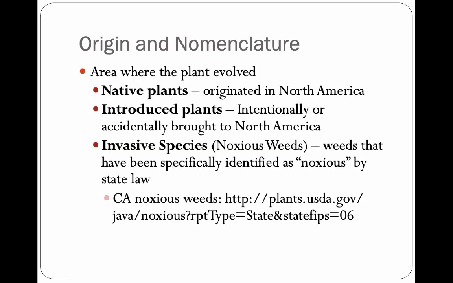So the origin and the nomenclature of the plant are going to be directly related. So we know that native plants are going to be plants that originated in North America. Introduced plants are those plants that were either intentionally or accidentally brought to North America, which are a lot of our annual grasses here in California. And then invasive species, also known as noxious weeds, are going to be plants that have been specifically identified as being noxious by different states and countries. And so if you're interested in looking at the noxious weeds on California's list, you can go to this website and it'll give you the whole list of everything that has been deemed noxious.